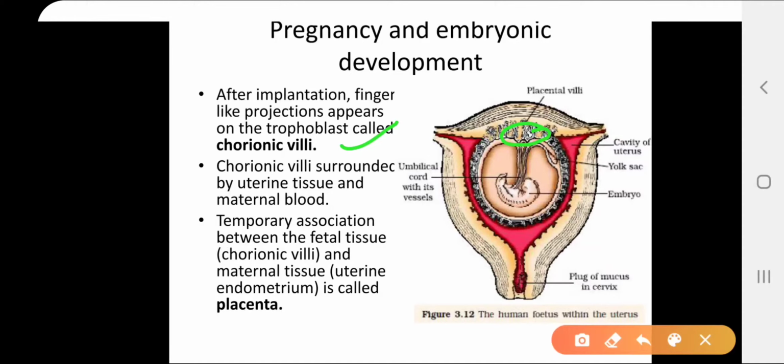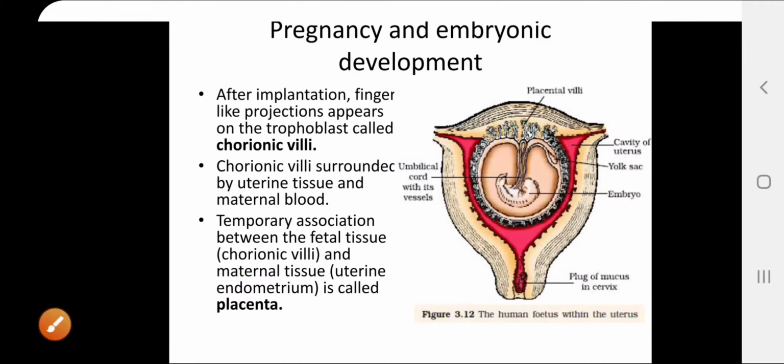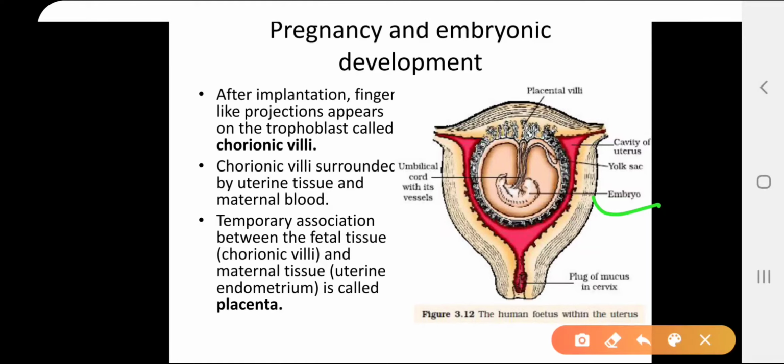Chorionic villi are surrounded by the uterine tissue and maternal blood. The temporary association between the fetal tissue, chorionic villi, and maternal tissue, uterine endometrium, is called the placenta. Here you can see the embryo, developing embryo, umbilical cord, yolk, cavity of uterine, placental villi.